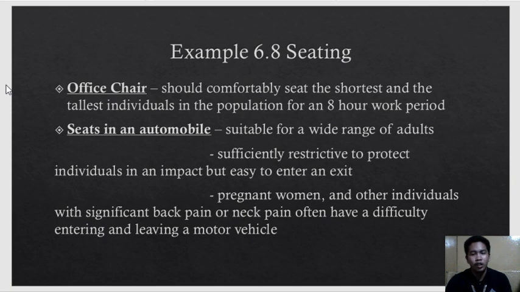For example, the sitting. First is the office chair. It should comfortably sit the shortest and the tallest individuals in the population for an 8-hour work period. Next is the seats in automobile. It must be suitable for a wide range of adults and must be sufficiently restrictive to protect individuals in an impact but easy to enter and exit. We must also consider that pregnant women and other individuals with significant back pain or neck pain often have difficulty entering and leaving a motor vehicle.